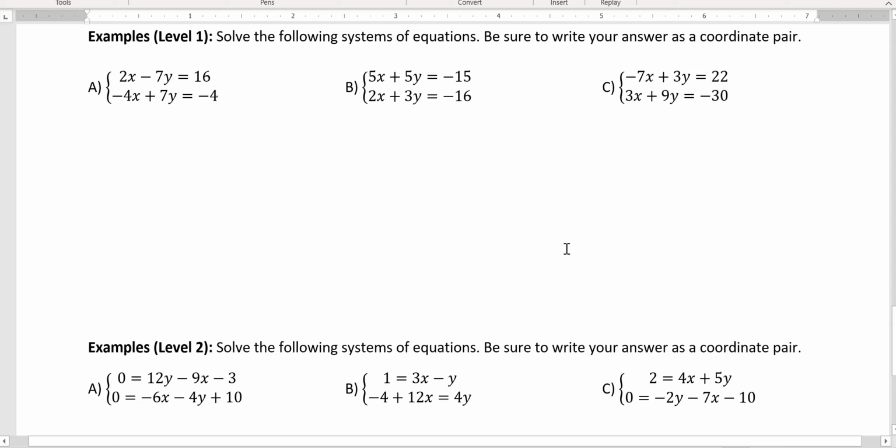A, B, and C. If you want to try them on your own, feel free to pause the video, and then as we go through it, you can use that to check your answer. Or if you want to do it together, feel free to stick with me and we'll knock them out right now. Looking at letter A, 2x minus 7y equals 16.